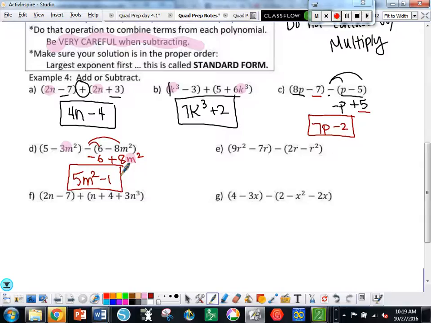Ones that don't have the what? I usually start with the highest variable, actually. That way my highest variable is always first. Make sure your solution is in the proper order. Largest exponent first. This is called standard form. So I like it like that. Technically, if they're flipped, it's not wrong, unless the problem tells you to put it in standard form. So that would be.